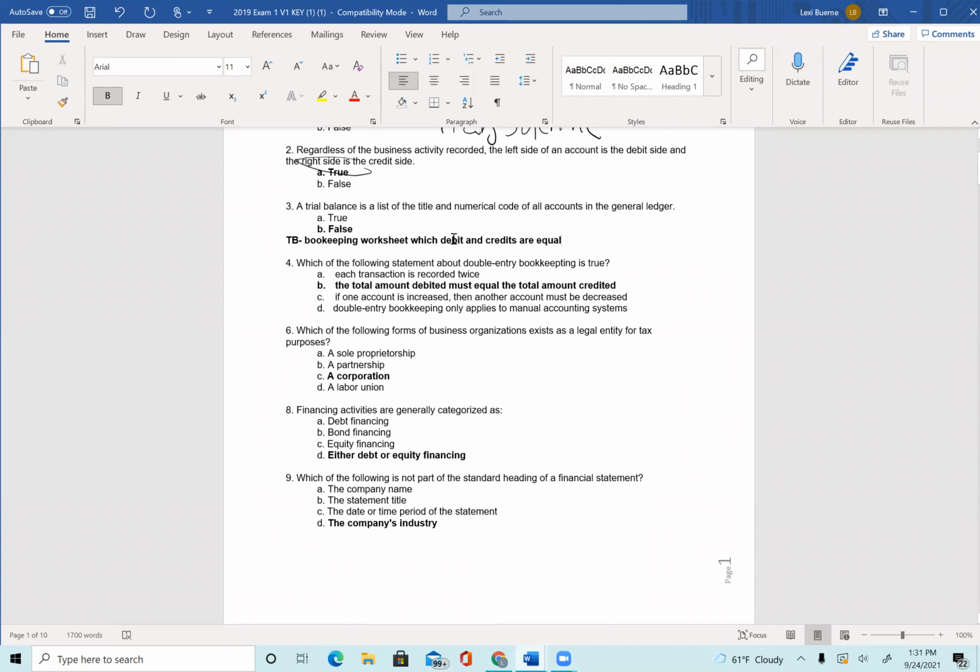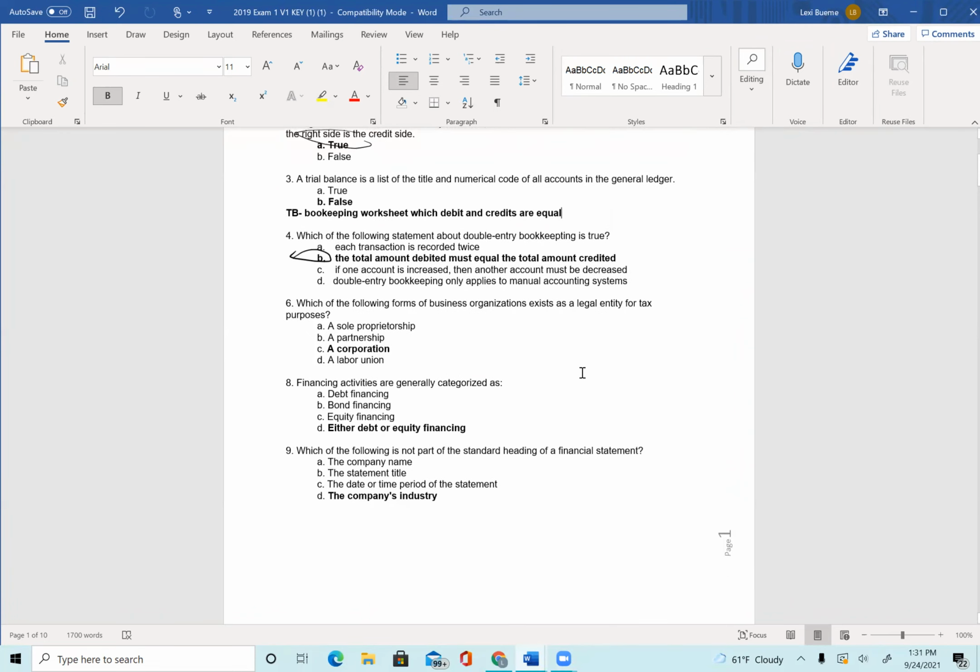So which of the following statements about double entry bookkeeping is true? The total amount debited must be equal to the total amount credited. So they always have to equal. Your debits always have to equal your credits no matter what. There's no way around that. You always have to equal.